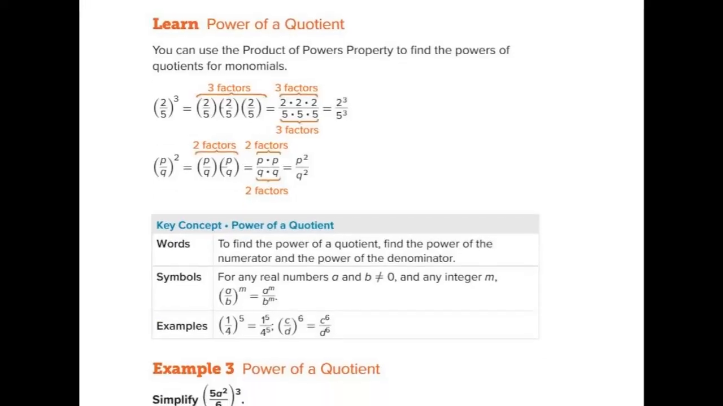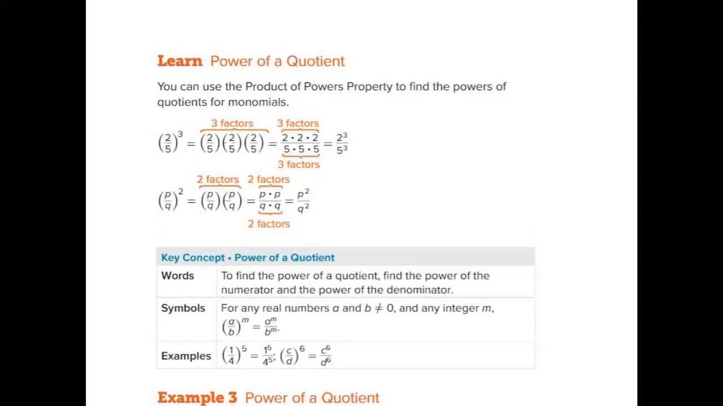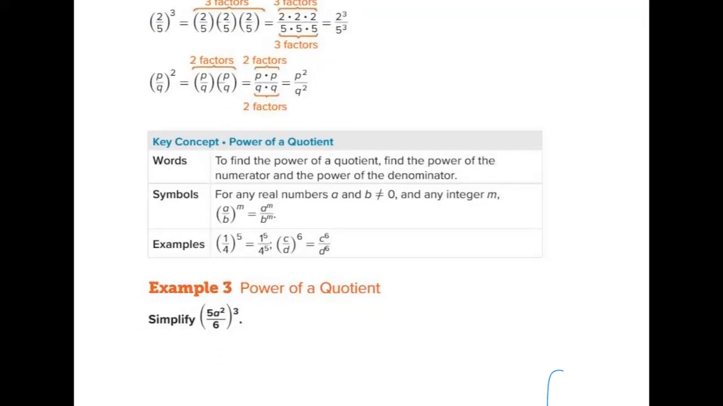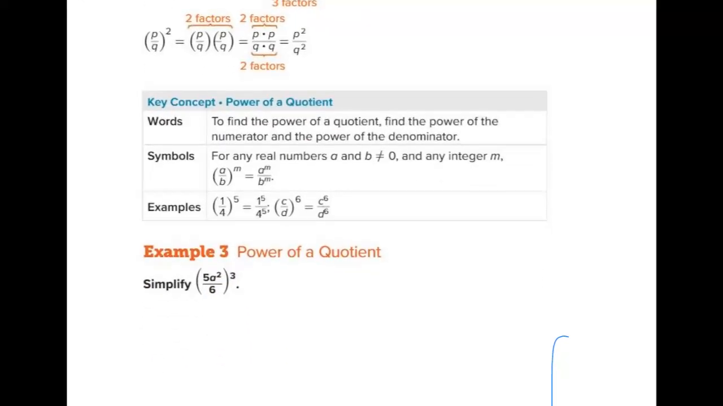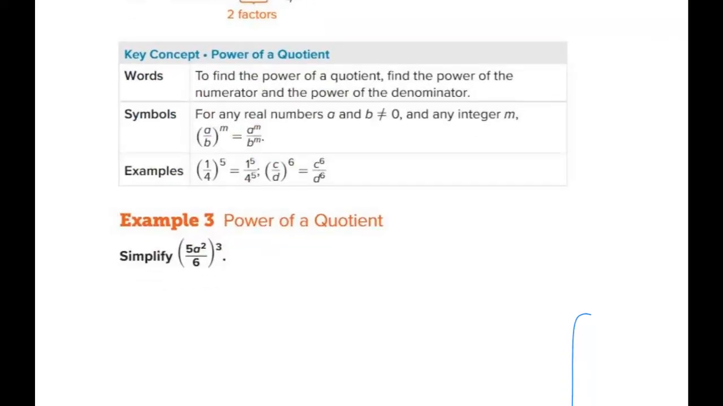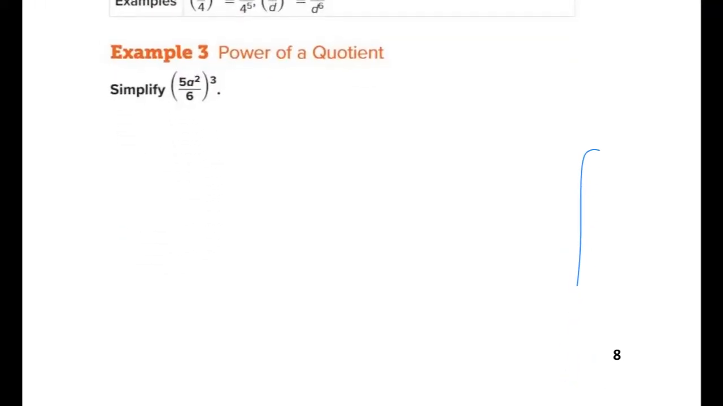Power of a quotient. Powers of a quotient. Okay. So this time you're going to have the 3 as your exponent. Let's go to example 3, way down at the bottom. And again, everything is going to get multiplied by 3, even if it's in the denominator.